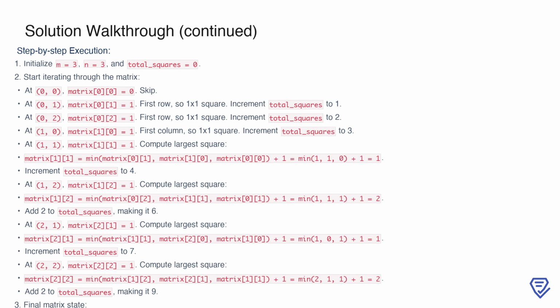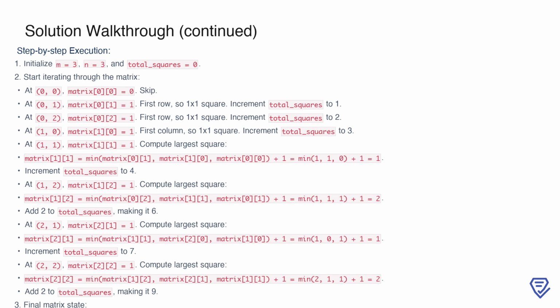At 0,1, the value is 1. Since this is in the first row, it forms a 1 by 1 square, so we increment total_squares to 1. Similarly, at 0,2, the value is 1, which also represents a 1 by 1 square, increasing the count to 2. At 1,0, the value is 1. Being in the first column, it forms another 1 by 1 square, making the count 3.